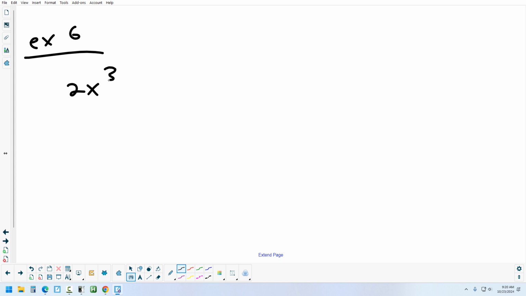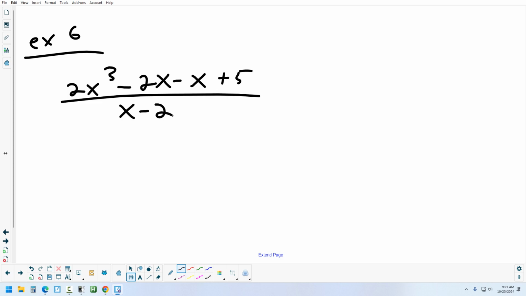2x cubed minus 2x squared minus x plus 5. Okay, and I'm going to divide by x minus 2. Is it 2x squared or just 2x? Yeah, 2x squared. Thank you. So find the EBA.